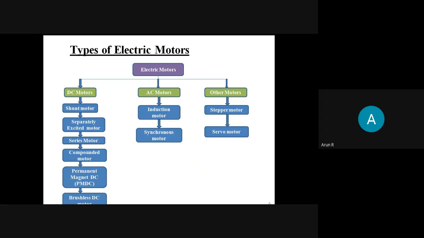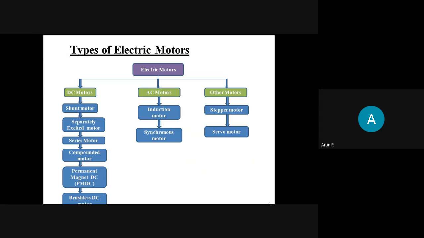Types of electric motors: electric motors can be classified into DC motors, AC motors, and other types of motors. The DC motor is further classified into shunt motor, separately excited motor, series motor, compound motor, permanent magnet DC motor, and brushless DC motor. Another classification is the AC motor, under which you will study the induction motor and synchronous motor. Other types of motor are the stepper motor and servo motor.